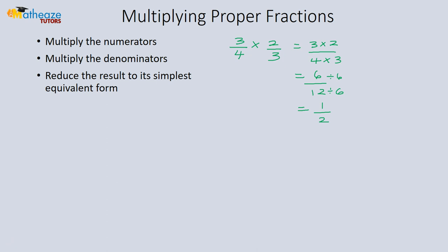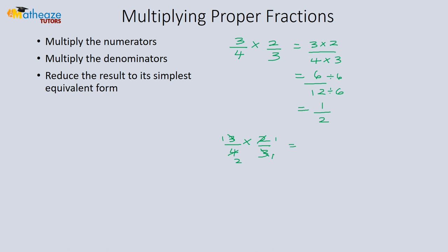Now here's another approach. 3 over 4 multiplied by 2 over 3. So we look at the numbers in the numerator space and the numbers in the denominator space and see if we can find common factors. One simple one here is you have 3 here and you have 3 here. So they have a common factor of 3. So that's 1, that's 1. Then you have 2 and 4. 4 is a multiple of 2. So that means 2 divided by 2 is 1, 4 divided by 2 is 2.